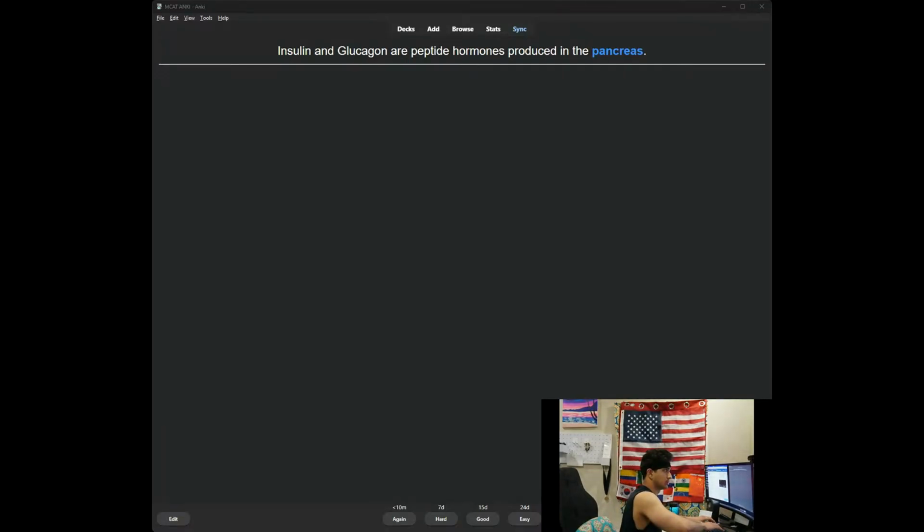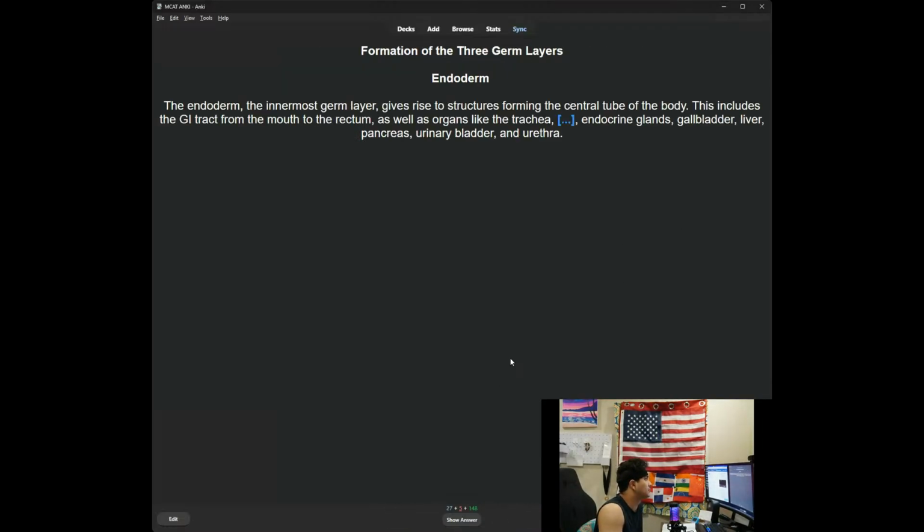Pancreas, islets of Langerhans. What did I say? I said glucagon is alpha and insulin is beta. This includes the GI tract from the mouth to the rectum, the trachea, the bladder, pancreas? Oh, I said pancreas. I think this one's lungs.